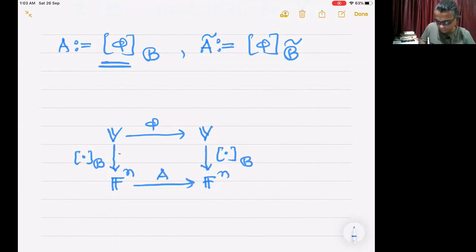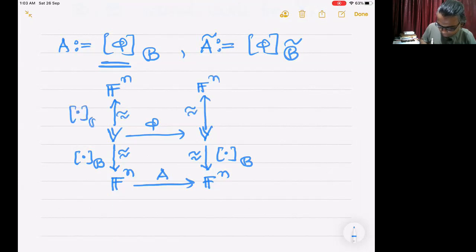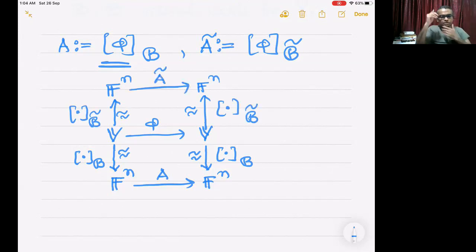This is an isomorphism, we have seen before. Similarly, I have an isomorphism from here, another two isomorphisms, but this is done in the new basis. And in the new basis, once again, following the same logic, I have this representation, A tilde. Here, this is the whole commutative diagram. The question is how A and A tilde are related. What is the relation between A and A tilde? That's what we have to find out.